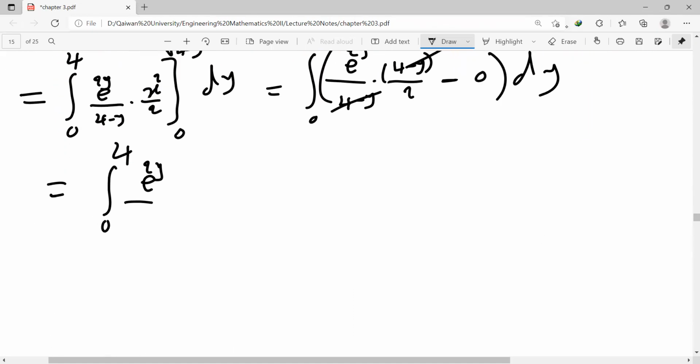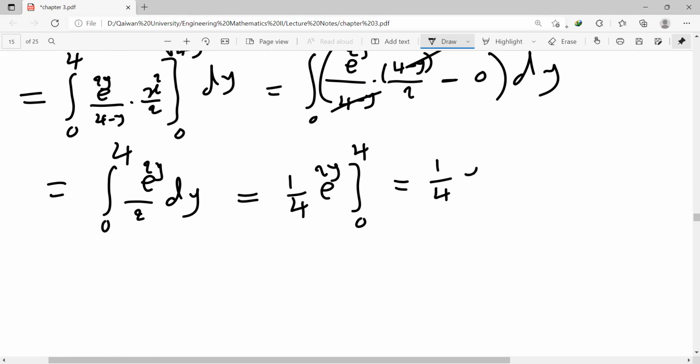Over 2 dy. Now we take the integration with respect to y. e^2y with respect to y, if we take its integration, it becomes 1/4. Here we have a half, and another half is 1/4. e to the power 2y from 0 to 4. It equals what? We first replace y by 4, then we replace by 0.